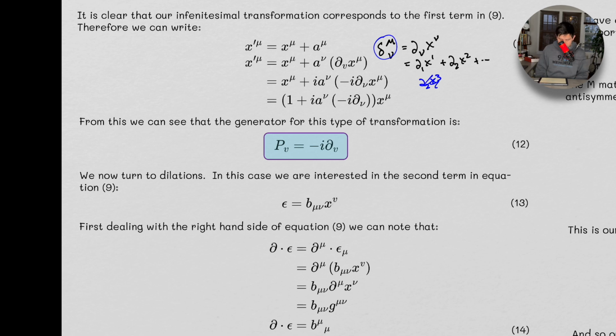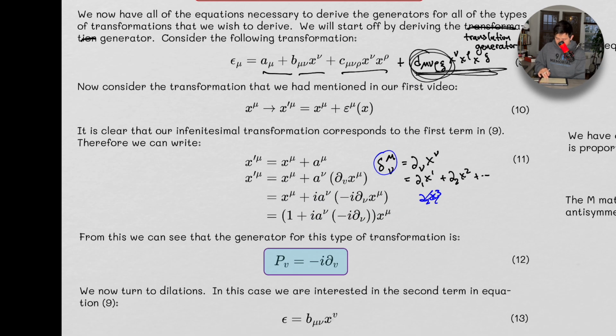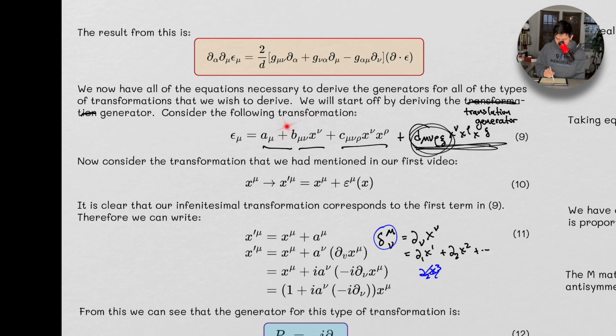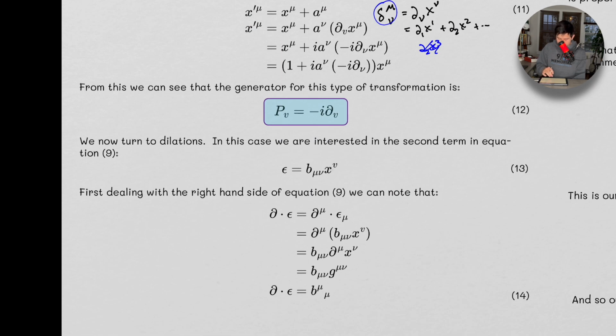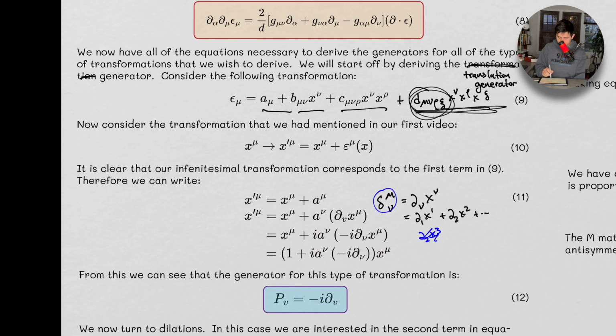Now let's turn to dilations. In this case, we're interested in the second term in equation 9. What's going to happen here is that we're going to get dilations and rotations out of this term. So let's talk about dilations first. This is our second factor. First, dealing with the right-hand side of equation 9.